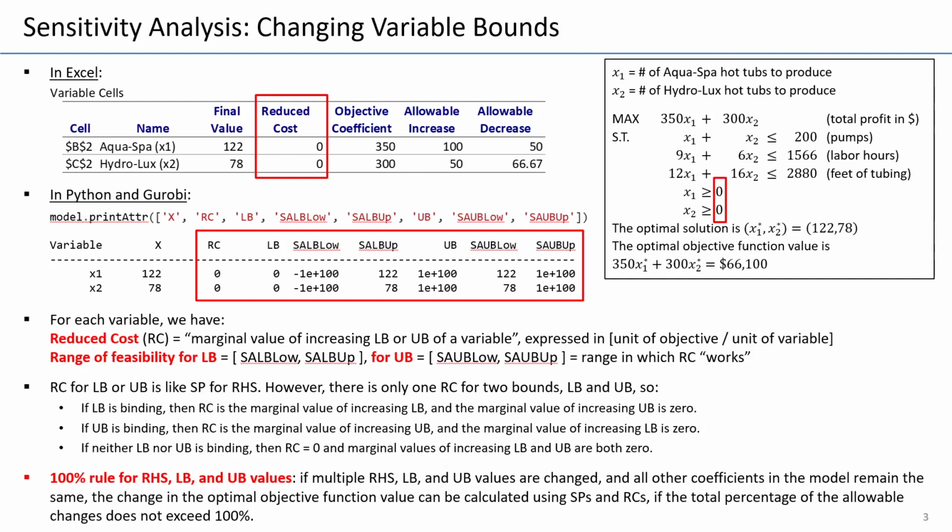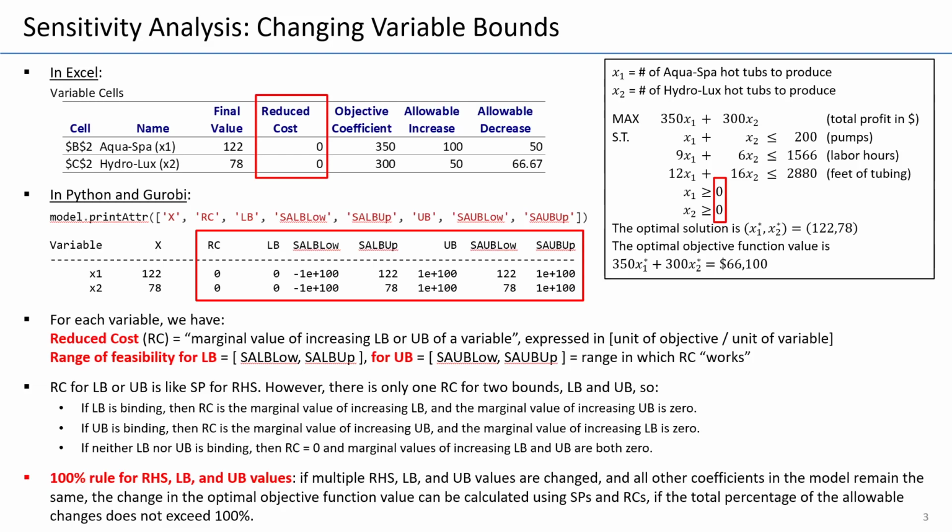In the previous video, I showed you the impact of changing one lower bound or one upper bound and how it can be calculated using the reduced cost, right? Where reduced cost indicates the change in the optimal objective function value per unit of change of the lower bound or upper bound of a decision variable. If you recall, we said that for the binding bound, the reduced cost works.